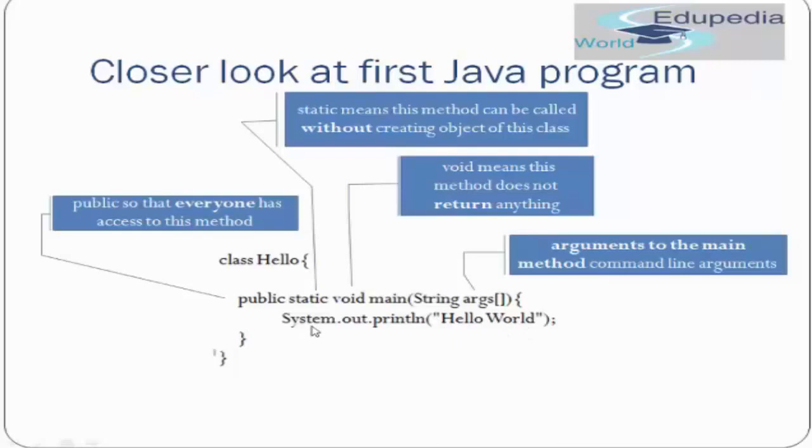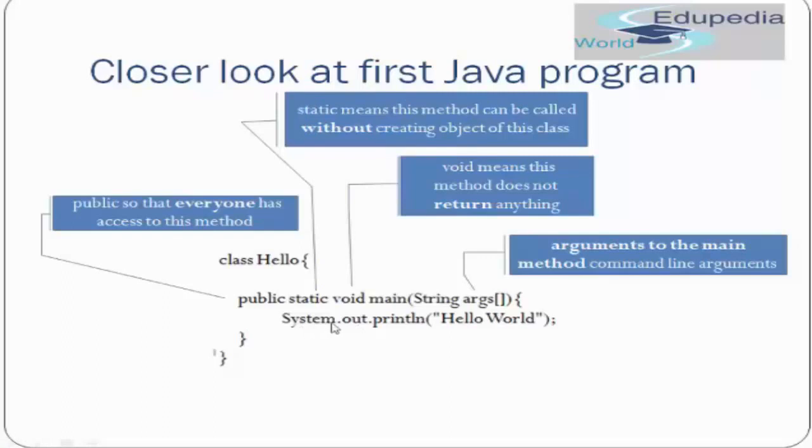Over here, System is a class, so we are using this class name. And then out is an object. What kind of object is this? It's a static object. We have just studied that to call a static method, a static object or a static variable, you don't need to create an object of your class. You can simply call it using the class name: class name dot whatever your method name or variable name is.